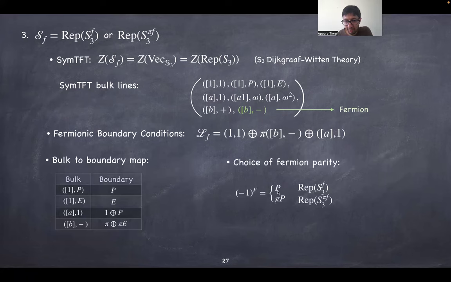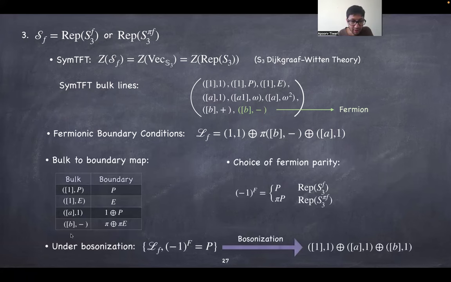And there are 2 choices again, P and pi P. Under bosonization, the first one, which is (-1)^F realized as P, bosonizes to a boundary of the S3 Dijkgraaf-Witten theory where all the fluxes have condensed. And a way to see this is if you take this boundary, which has (-1)^F implemented as P, and we see how the line A ends on it. It ends as 1 plus P.